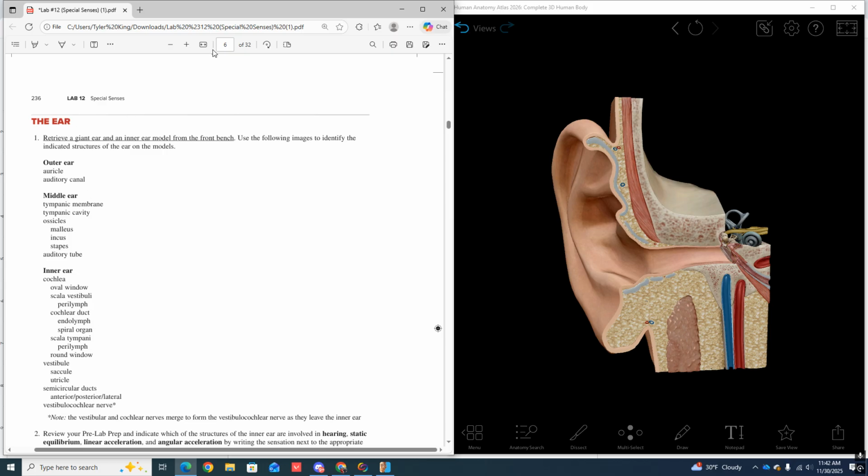We're going to move down. We're going to start from the outer ear and work our way all the way to the inner ear. So we're going to start from easy and work our way to the most difficult stuff. Apologize for the interruption there.